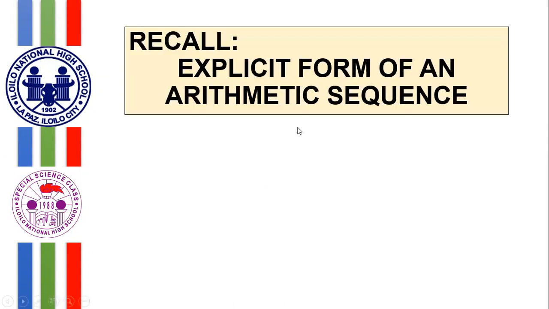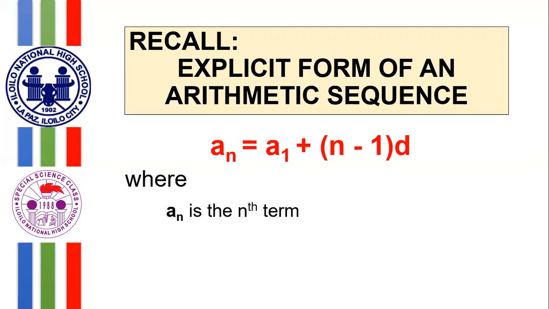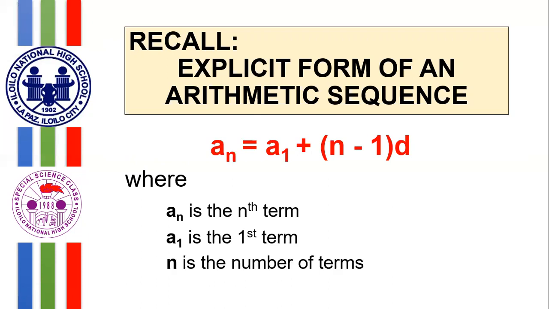Before we proceed further, we have to recall again the explicit form of an arithmetic sequence, which is a sub n equals a sub 1 plus n minus 1 times d, where a sub n here is the nth term of this arithmetic sequence, a sub 1 is the first term, n is the number of terms, and d is the common difference.